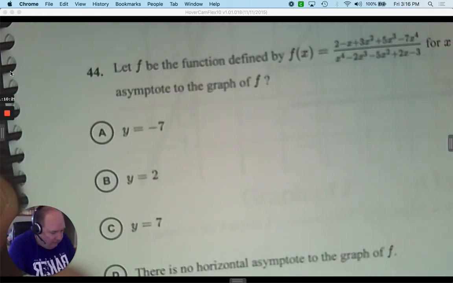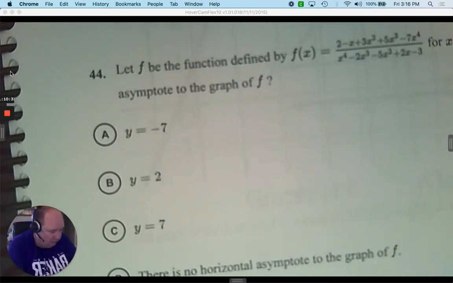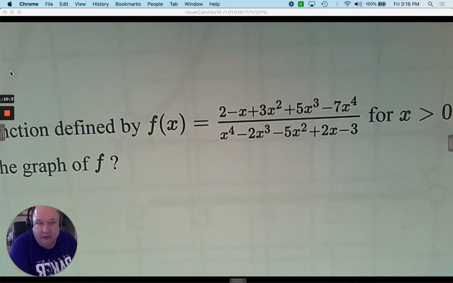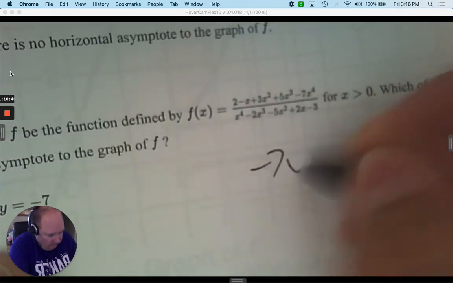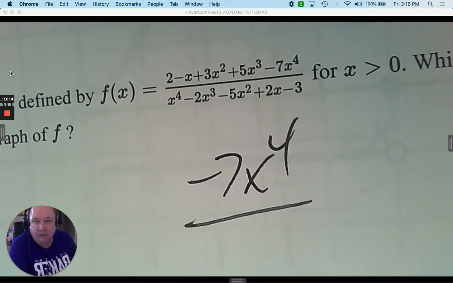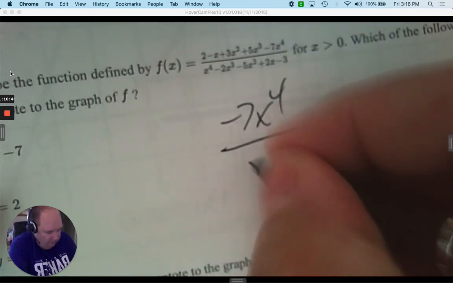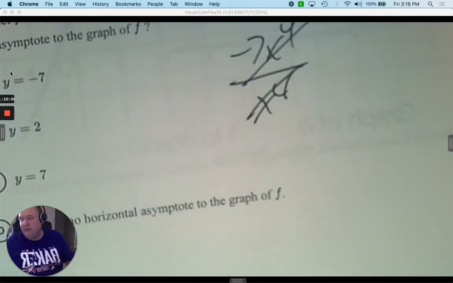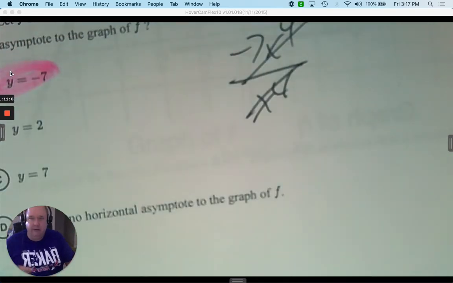All right, let f be a function. Which of the following is a horizontal asymptote? This is power term over power term. So look carefully. The numerator is negative 7x to the fourth. The denominator, the power term, is x to the fourth. So I get the answer negative 7. Let me make sure that's good. And it is. Turn the page. We're almost done.